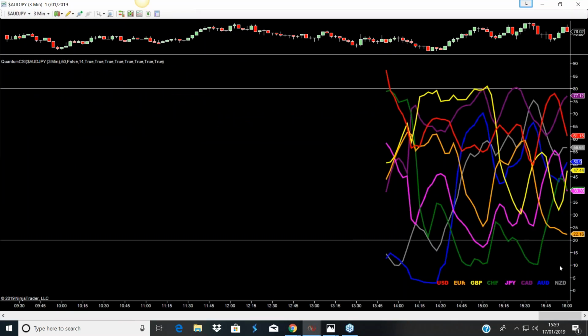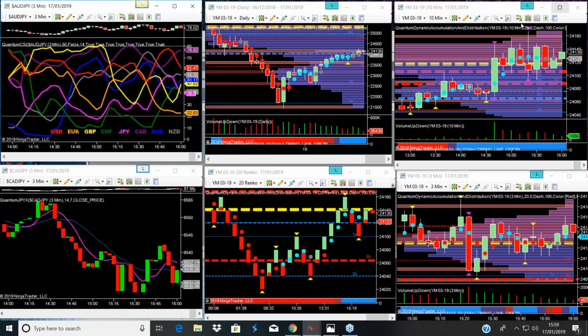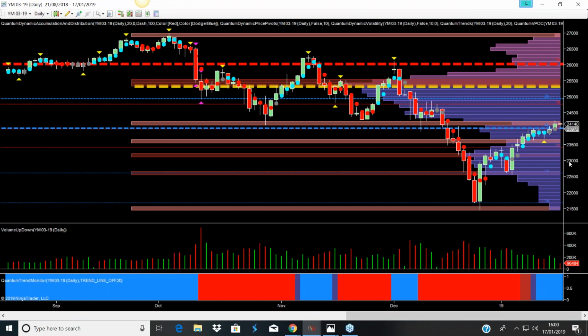I also have our CSI from our Forex suite of indicators. I've got all the individual currencies on here, and this purple line is the yen moving down. We also have the dollar moving down. There are various pairs in Forex that you can monitor for sentiment, and dollar yen is certainly one of them. But what we don't want to see is the dollar and the yen moving together. In terms of time charts, I have a daily, just for context.